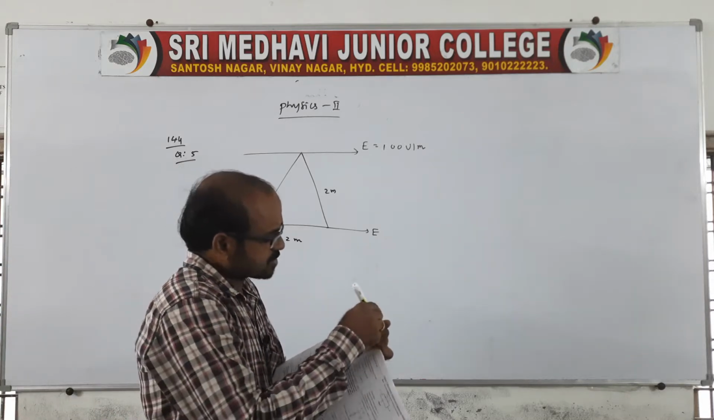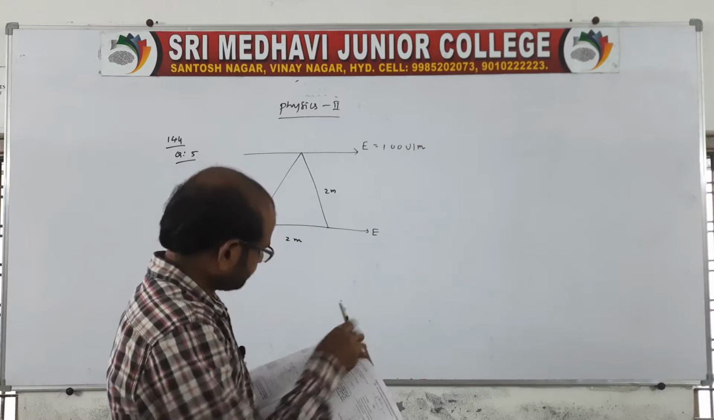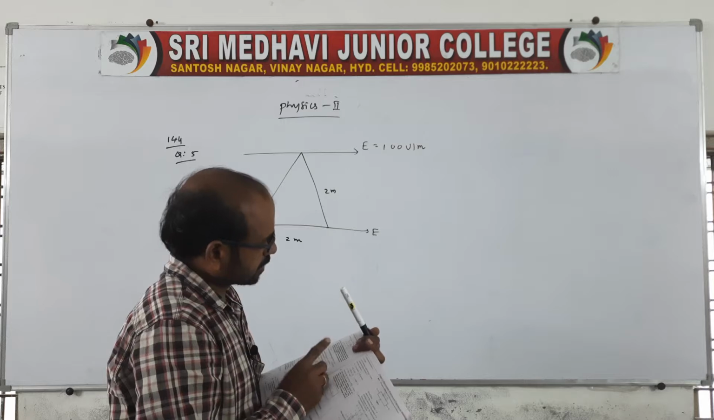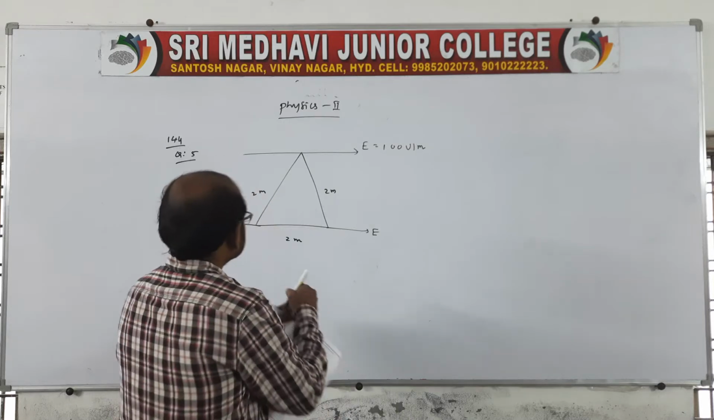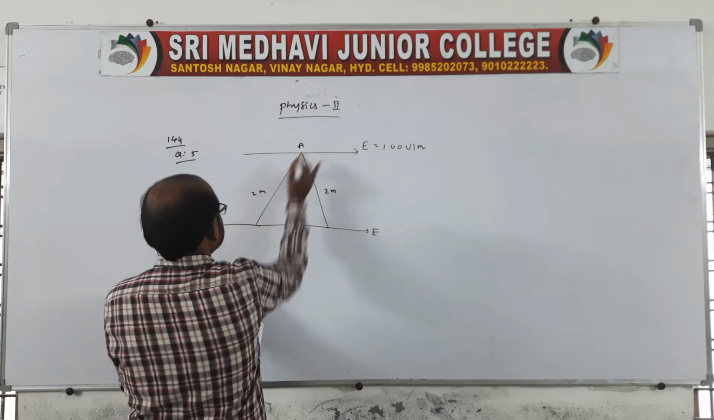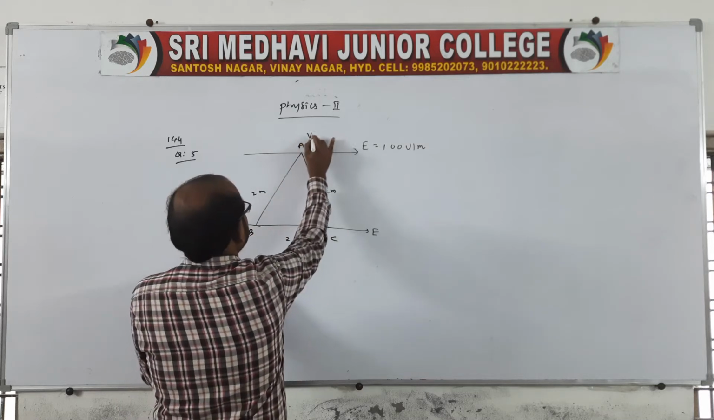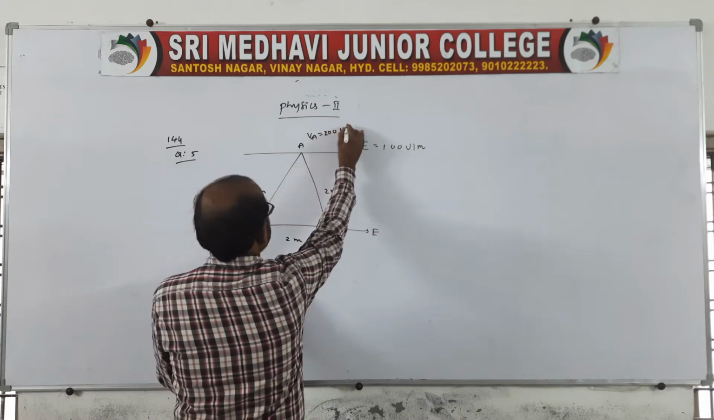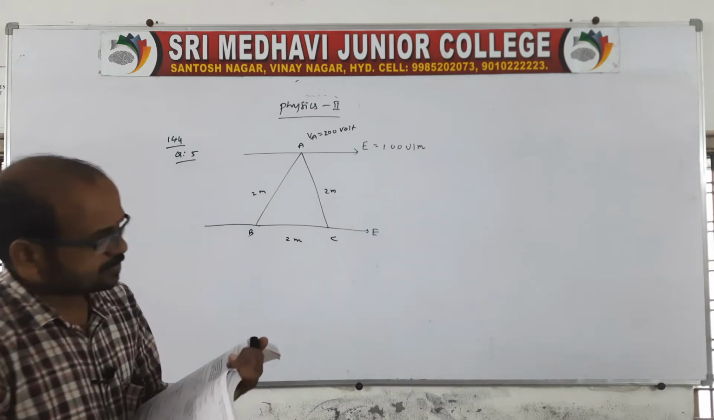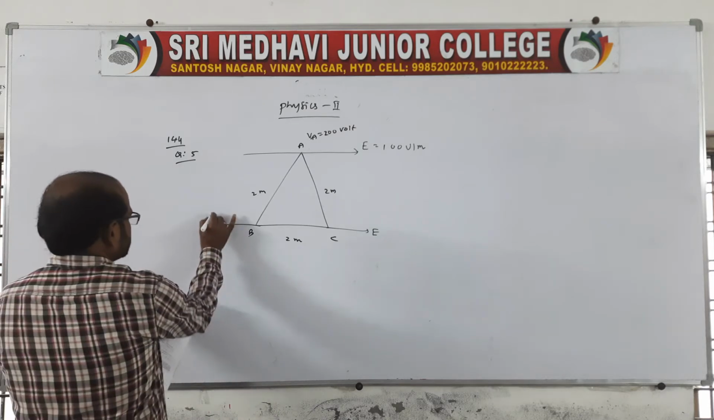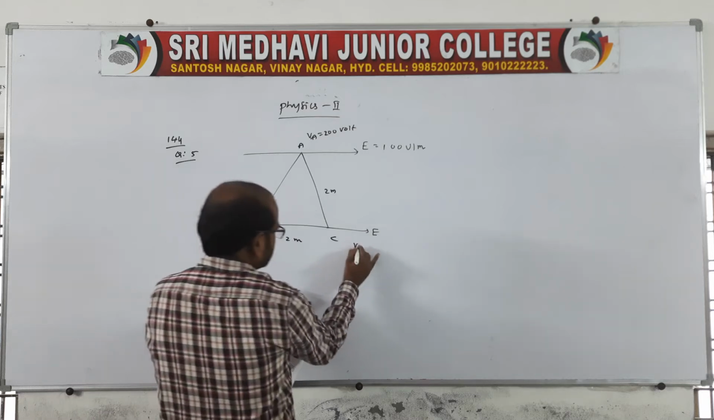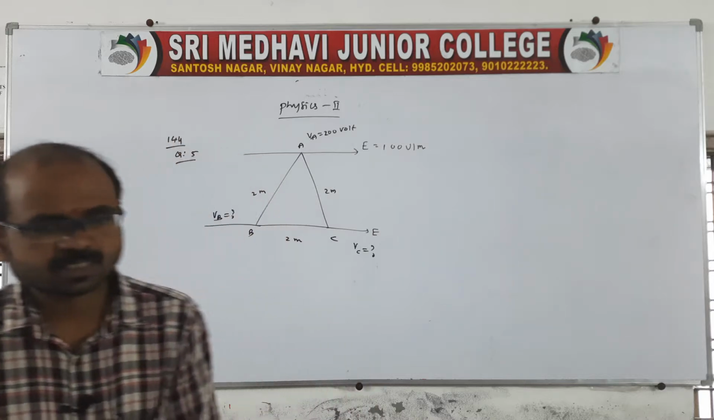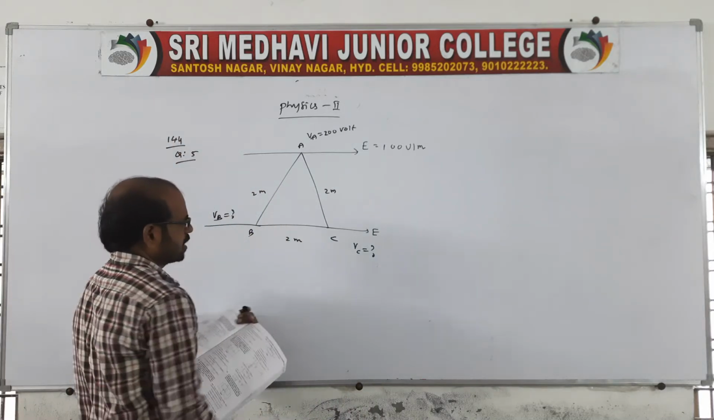Let us consider the triangle ABC. At point A, VA is equal to 200 volt, given. We are asked to find the electric potential at B, VB is question mark, and VC is also question mark. Here we don't know directly how to find this. We have to find it at B and C, and we'll get it like this.